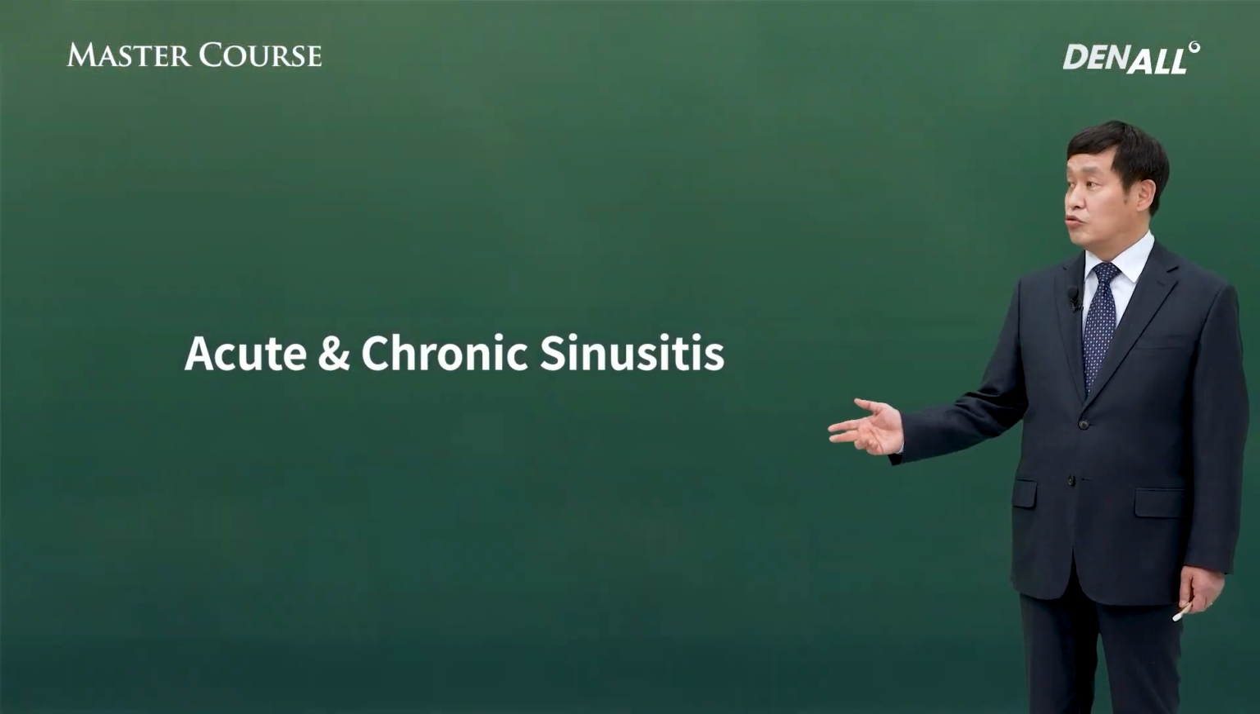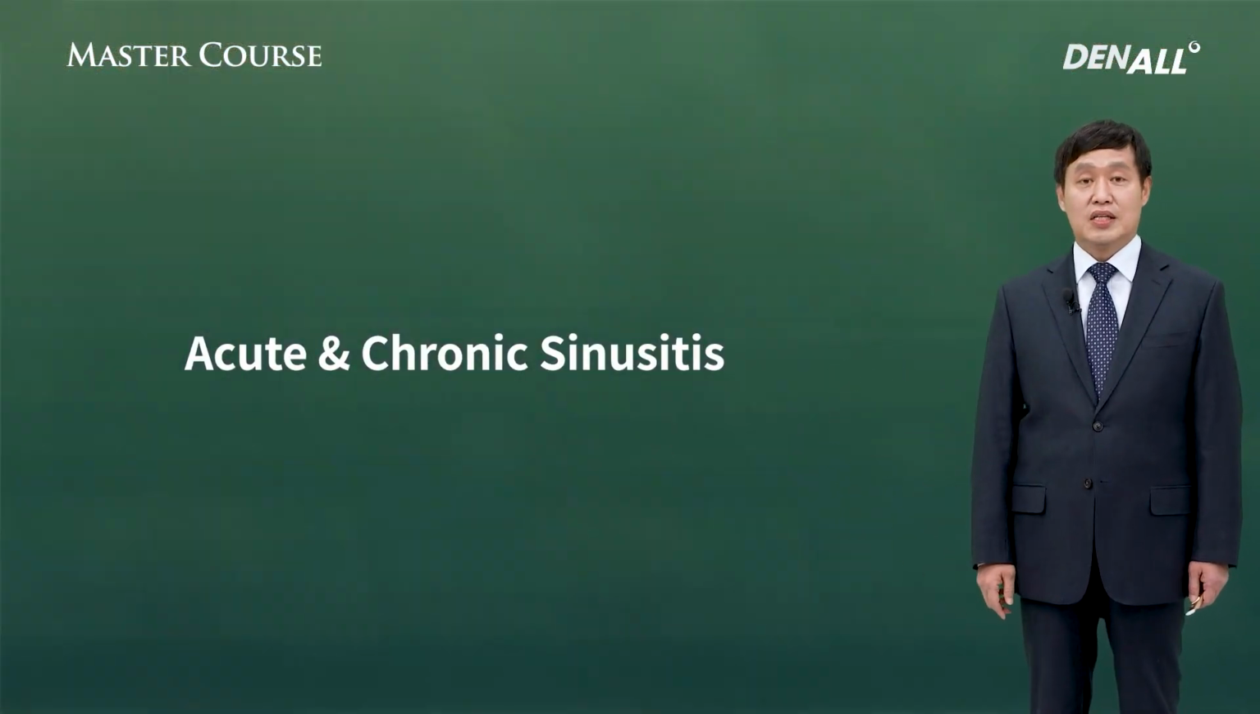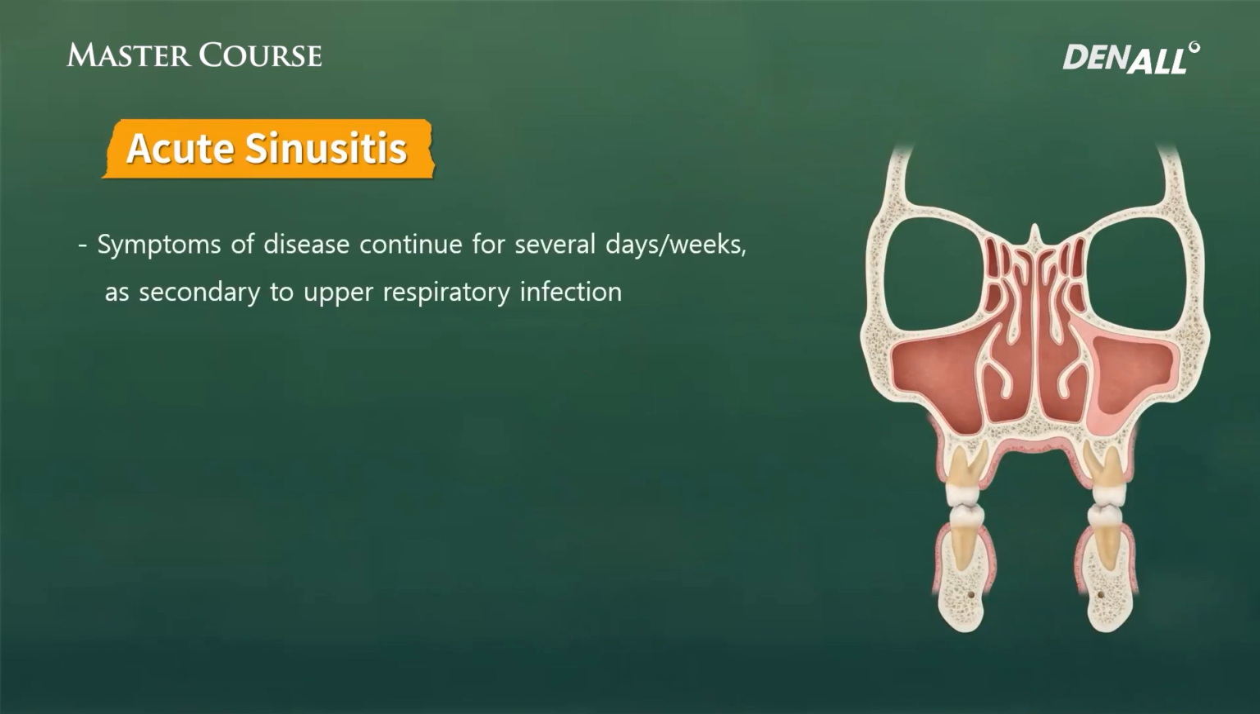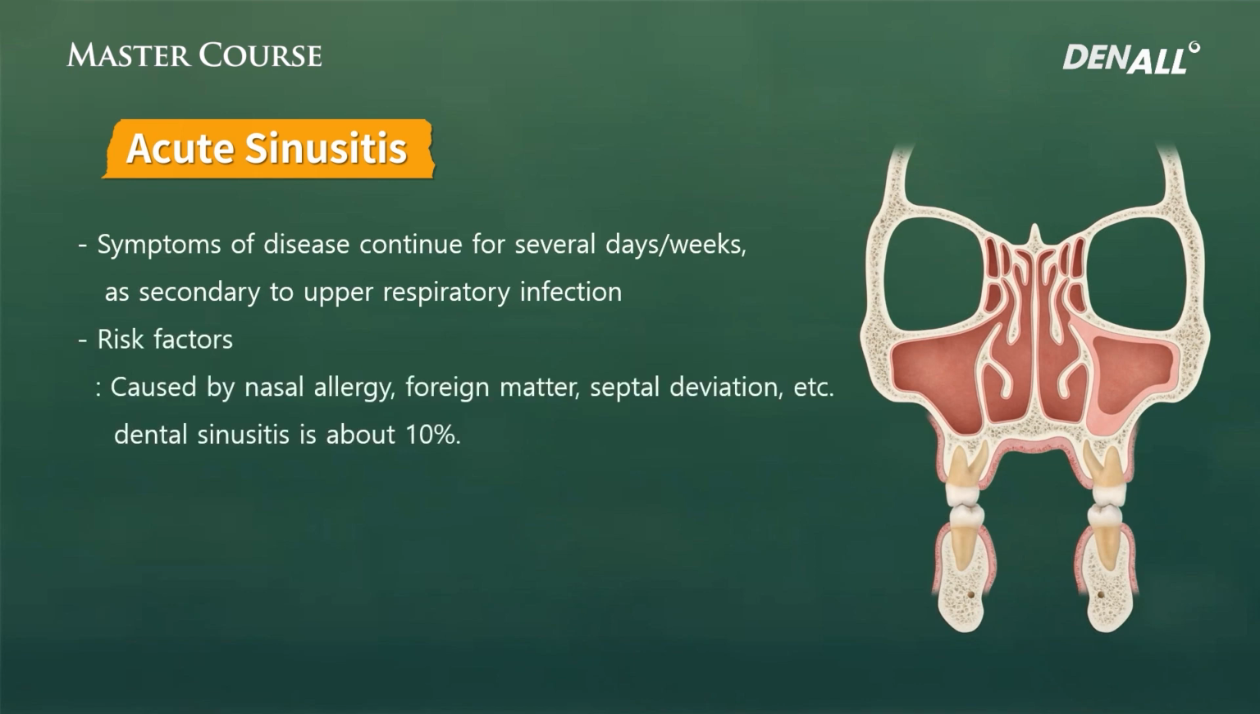The main topic of today is acute and chronic sinusitis. First, acute sinusitis. This means that the symptoms of the disease continue for several days or weeks. As shown on the right, the maxillary ostium, which connects the sinus and nasal cavity, can be blocked, leading to symptoms.